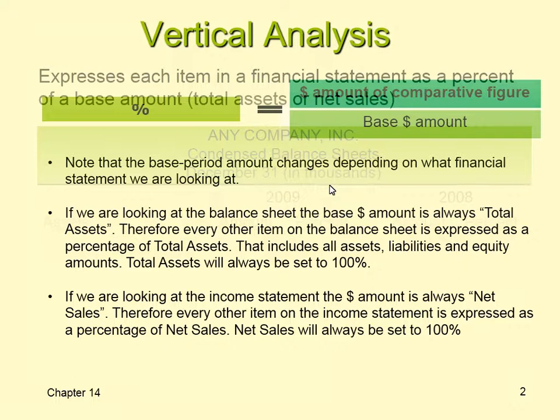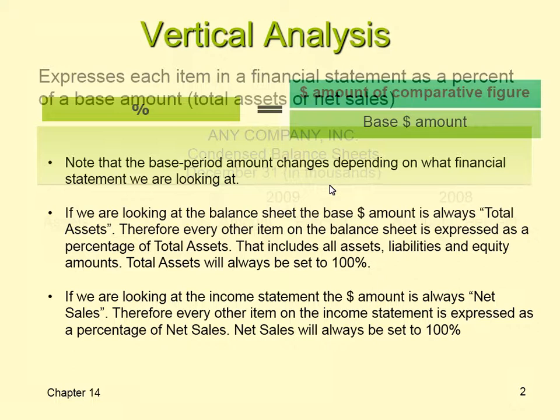So what's the base on the income statement? Well, the base on the income statement is your net sales. So if we're looking at the income statement, what we're going to do is we're going to go find that net sales figure, and we're going to set it to 100%. So you're still going to have a dollar amount column and a percentage column. We're going to go find that net sales, and we're going to set it to 100%. And then we're just going to express everything else on that income statement as a percentage of that figure. So if net sales were $100 and cost of goods sold was 80, well, cost of goods sold is 80% of my net sales, the $80 divided by the base amount of 100. Okay?